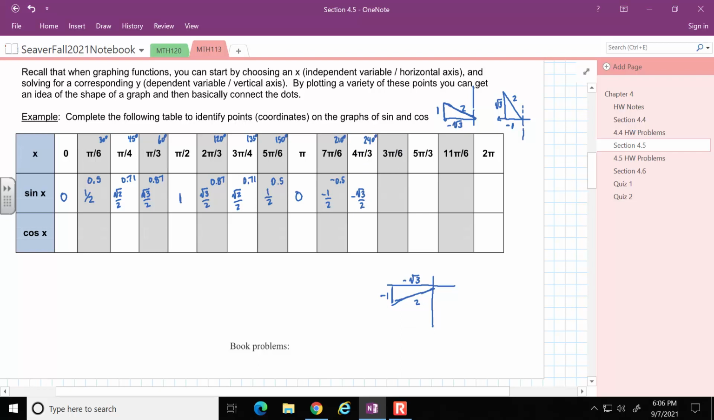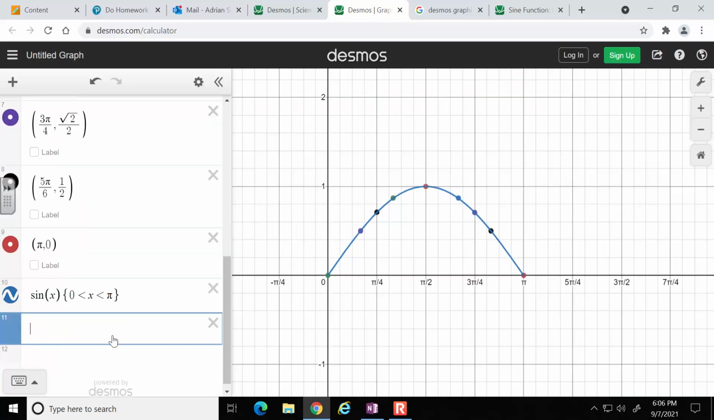And then finally, 3 pi over 6. I think I meant for that to be a 2. 3 pi over 2. The sine of that is -1. That's this point down here. So we could keep going. 7 pi over 6, -1/2.